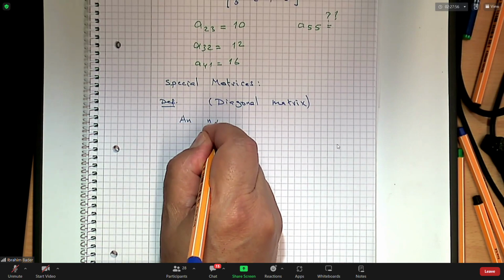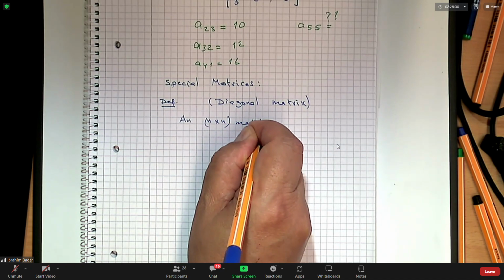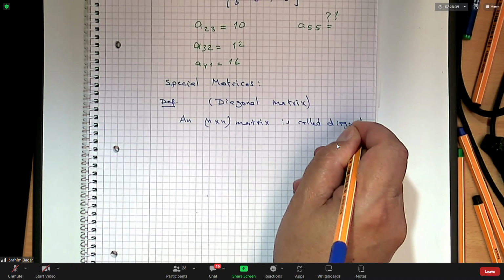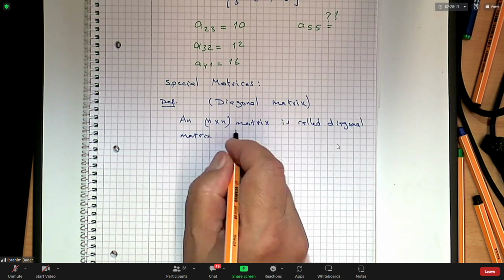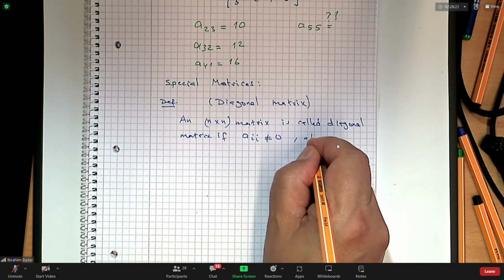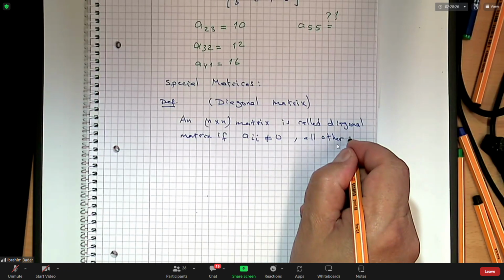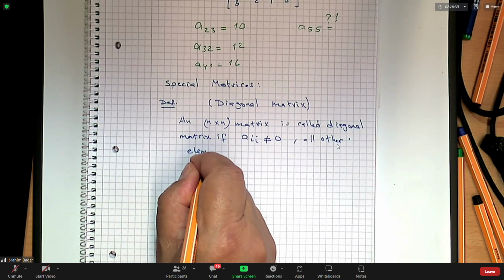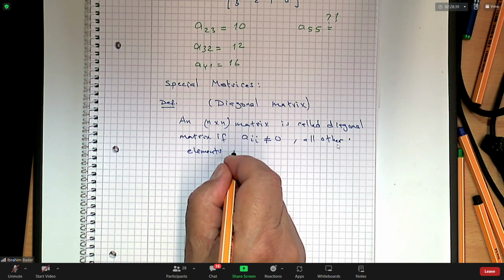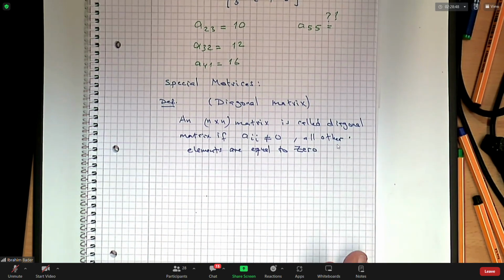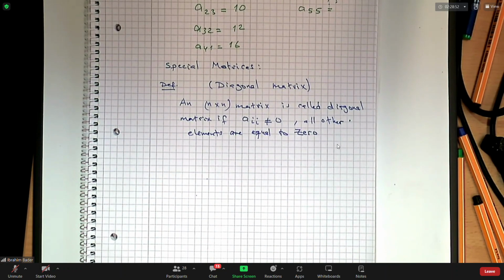A diagonal matrix is usually a square matrix. It's called a diagonal matrix if a_ij is zero off the main diagonal. So a diagonal matrix is a matrix where the main diagonal a_ii, it means a11, a22, a33. And notice that here it's an n times n matrix.